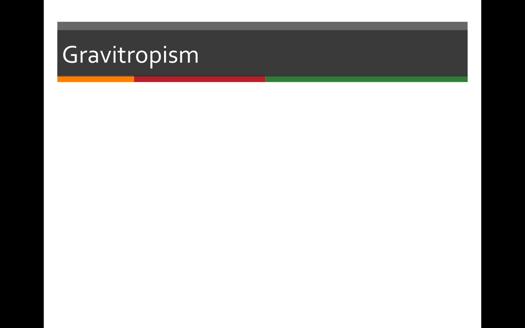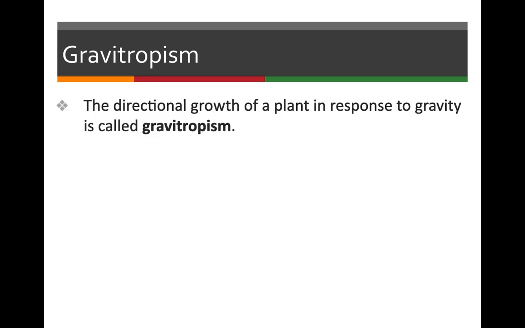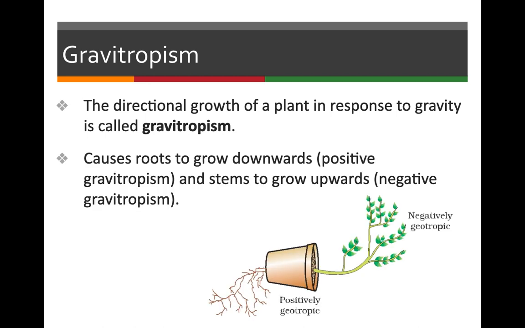The next tropism is gravitropism. As the name suggests, this is the directional growth of a plant in response to gravity. Gravitropism causes roots to grow downwards. In this case, it is a positive gravitropism, right? Because gravity acts down. And stems grow upwards against gravity. That's a negative gravitropism.